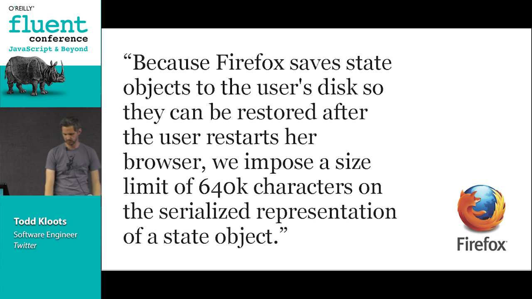It's worth noting some small gotchas with this method. We found, for example, in Firefox, because the state object is cached to disk, they impose a 640K limit on the serialized JSON that you can push into the history. We hit that fairly soon in some of our cases, and so rather than use disk to store our state, we just store it in memory in JS.